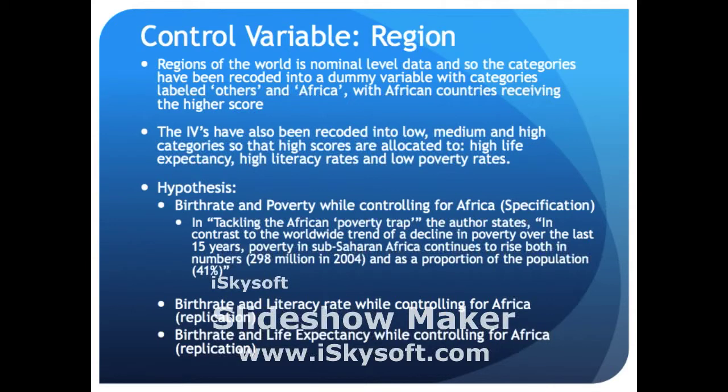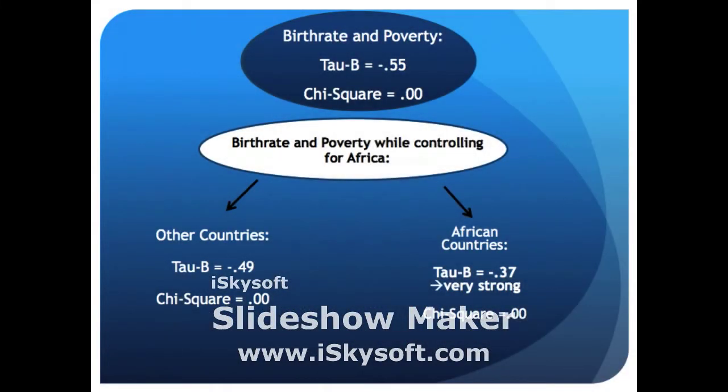However, poverty will cause specification, as literature states that while there is a worldwide trend of a decline in poverty, it continues to rise in Africa. I then ran a cross-tabulation for birth rate and poverty, and then birth rate and poverty while controlling for Africa. The tau B for African countries falls just outside the control tabulation range, and so that partial relationship has become more significant, and we can say that we have specified the conditions under which the original relationship occurs. The chi-squared of 0.00 for both relationships tells us that they are both statistically significant.